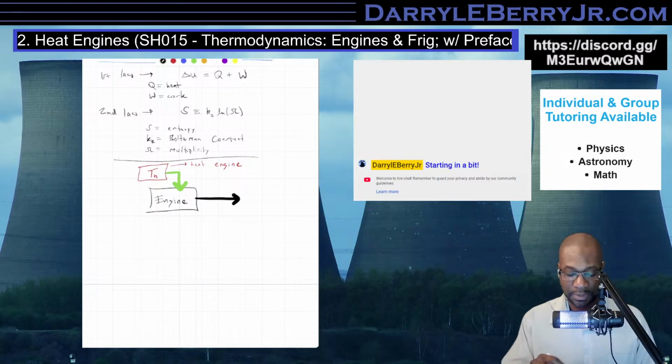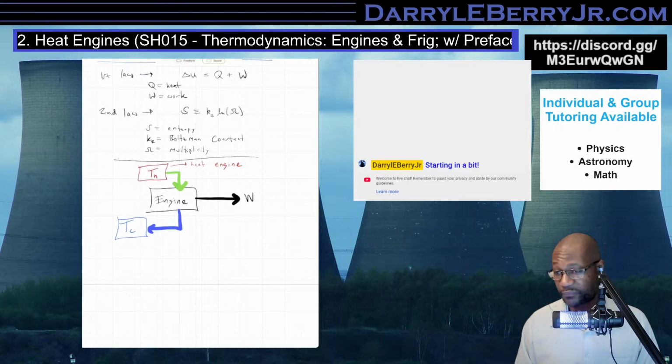So it's outputting work that we can utilize to make electricity and power things. And it also, in the process, dumps some heat. So it needs to have some place that's cool to dump heat into. So we'll call this our cool reservoir, our cold reservoir. So in the image in the background, the cold reservoir is the air.